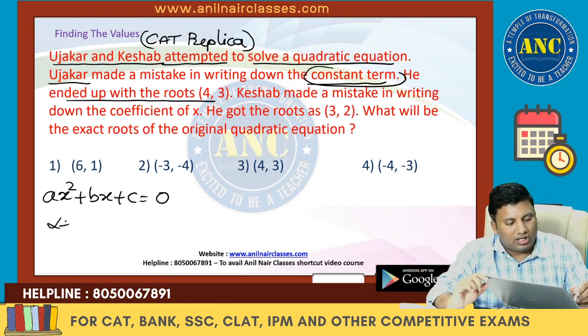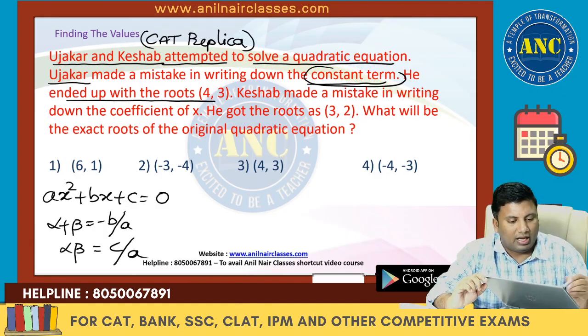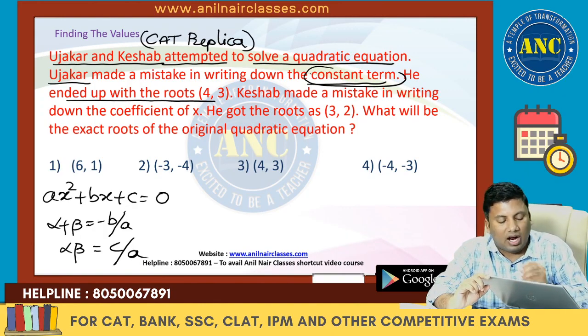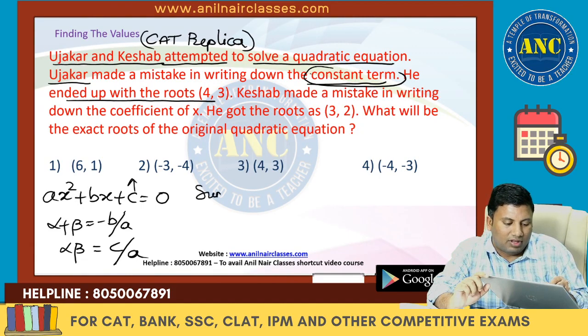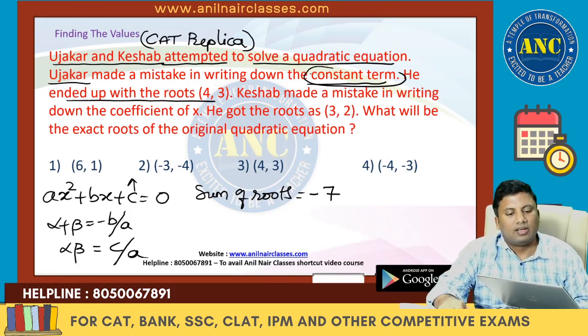Sum of the roots is nothing but minus b by a. And product of the roots is nothing but c by a. He made a mistake in the constant term, c. That means the sum of the roots is the same. Sum of the roots is nothing but minus of 4 plus 3, which is minus 7.